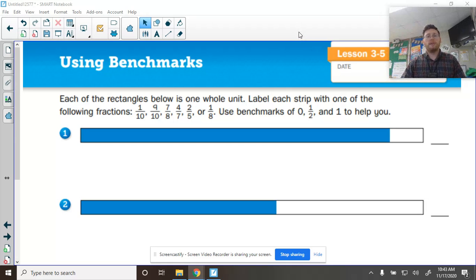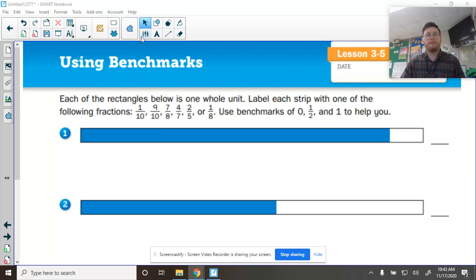Okay, so we're going to use benchmark fractions. It says each of the rectangles below is one whole unit, so each one of these equals one whole. Now we're going to label each strip with one of the following fractions: 1/10, 9/10, 7/8, 4/7, 2/5, or 1/8. We're going to use our benchmarks of 0, 1/2, and 1 to help us.